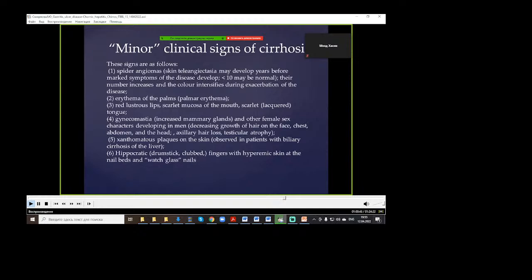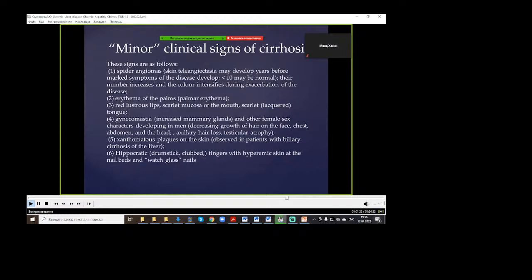Next symptom, gynecomastia: increased mammary glands and other female sex characteristics developing in men, decreasing growth of hair on the face, chest, abdomen, and head, axillary hair loss, testicular atrophy. This symptom is connected with decreased destruction of estrogens in the liver due to liver insufficiency.